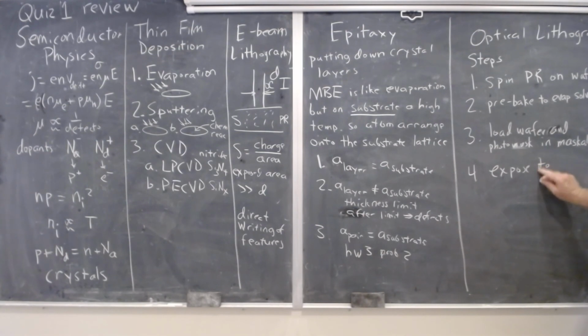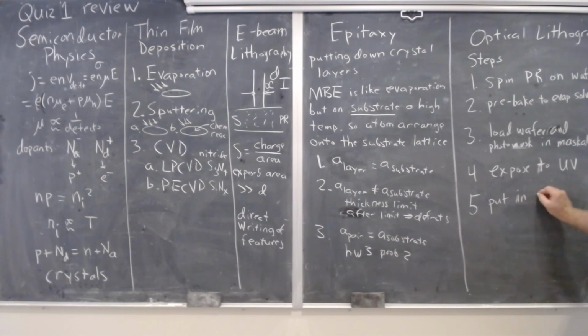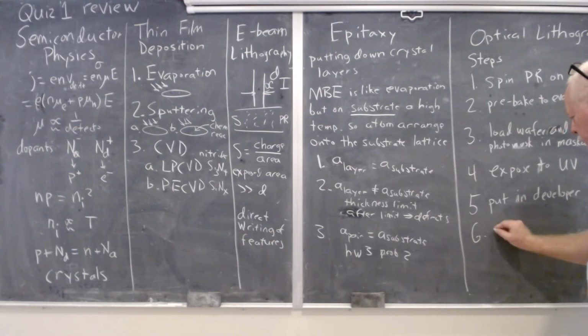to UV light in the mask aligner. You put in developer, and so in the developer you develop. Okay, for positive resist it removes the resist where you've exposed it. For negative resist it removes the resist where you haven't exposed it. And 6, you rinse and dry.